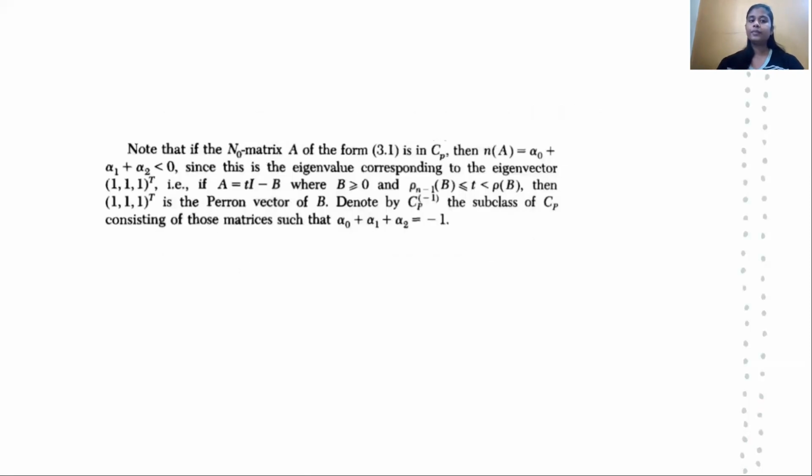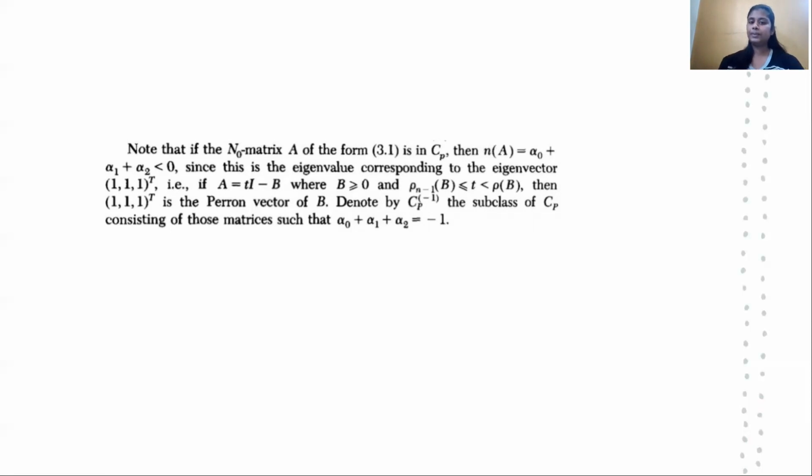Note that if the N-naught matrix A of the form 3.1 is in C_P, then the eigenvalue alpha naught plus alpha 1 plus alpha 2 is less than 0, since this is the eigenvalue corresponding to the eigenvector (1, 1, 1) to the power t. That is, if A is equal to tI minus B, where B is greater than or equal to 0, and rho of B, with ρ_{n-1}(B) less than or equal to t, is less than or equal to rho of B, then (1, 1, 1) to the power t is the Perron vector of B.